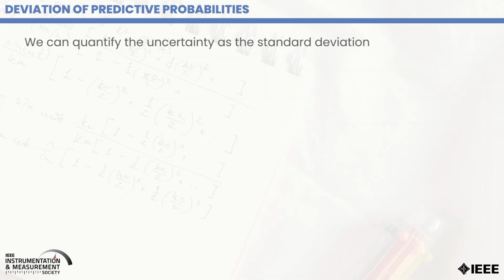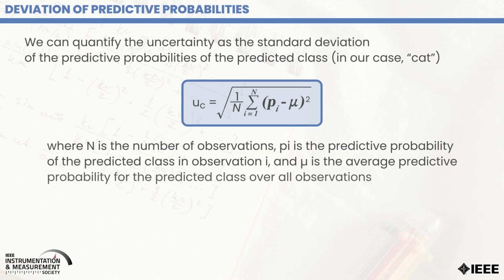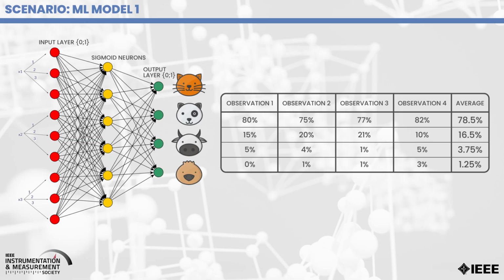The other method, deviation of predicted probabilities. Here we can quantify the uncertainty as the standard deviation of the predicted probabilities of the predicted class. So in our case, the cat class won in both cases. So let's go here. These are the predictive probabilities for cat, 80%, 75%, 77%, 82%. And essentially this is telling us the standard deviation between those values is the uncertainty.